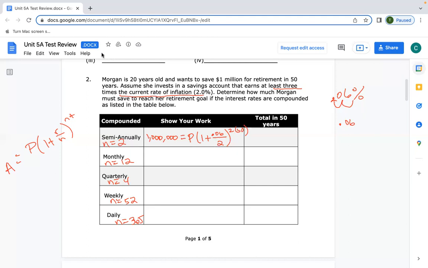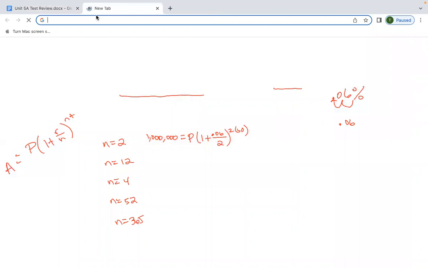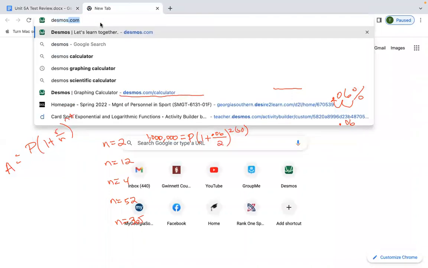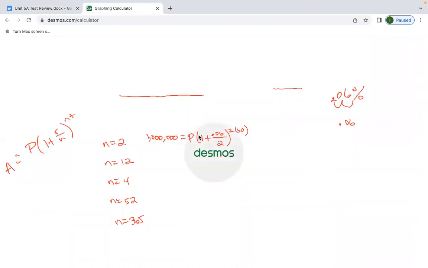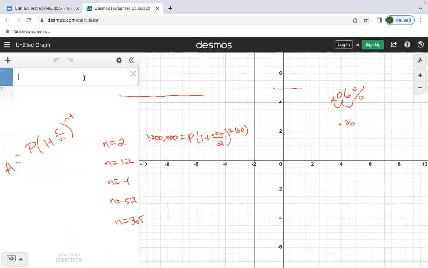One thing to be really sure of is when you type it into your calculator, you have to use those parentheses, okay? So I personally like using Desmos. So if I come in here and I say parentheses 1 plus parentheses 0.06 divided by 2, we're going to raise all of that to the 2 times 50. And remember, you're going to want to use your parentheses.